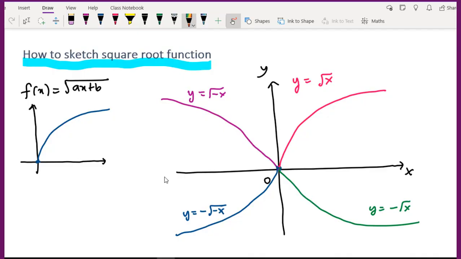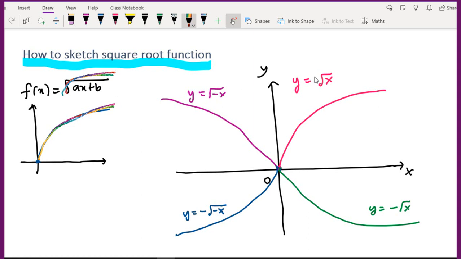This time I'm going to teach you how to sketch the graph of a square root function. This is the general form: the square root of a linear function inside. The general form for the square root follows the same pattern. Square root, square root, square root. It's easy to remember the pattern of the square root. The graph looks like a square root.